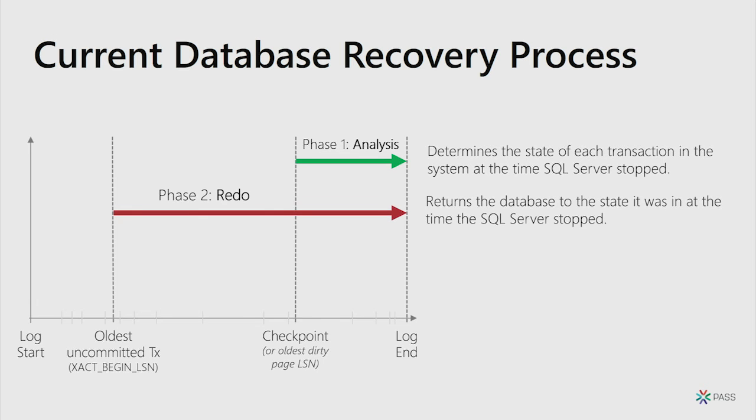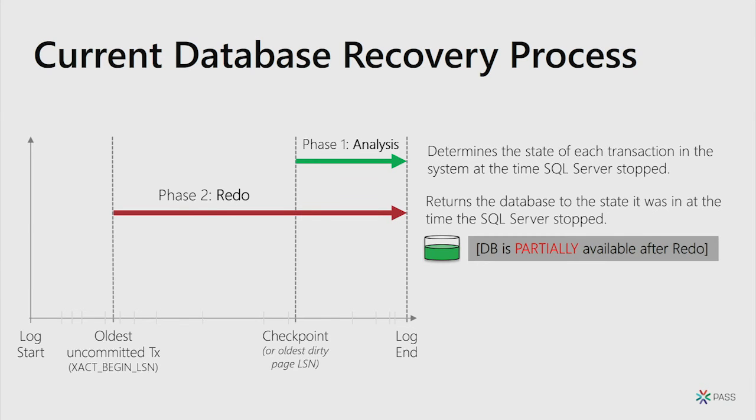So then phase 2 is what we call the redo phase. So the redo phase is what returns the database to the state it was at the time the SQL Server stopped. So anything that was not written out to the disk, I look at all those transactions and I write all of those changes that were in memory only, I write them out to the disk.